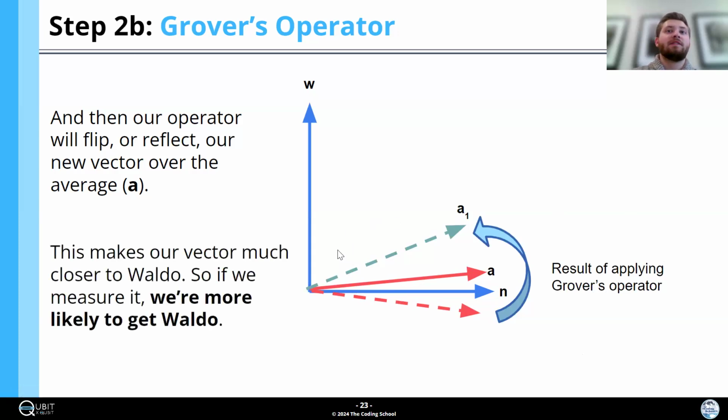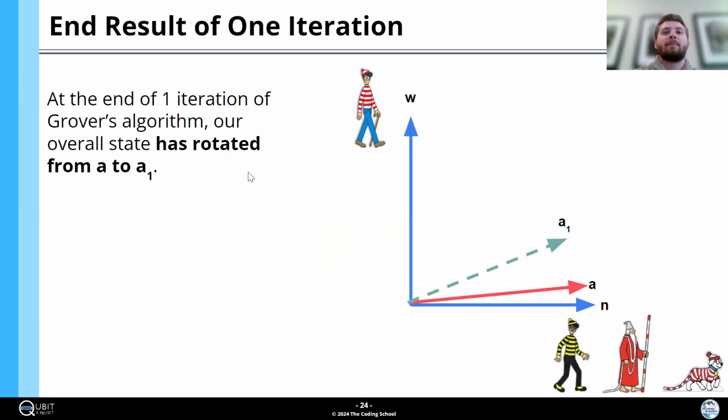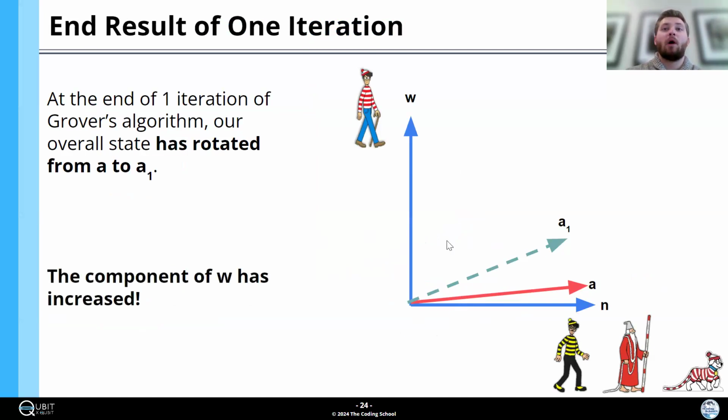As you can see, flipping it first over N and then back over A brings us much closer to Waldo, which means that if you just took a random measurement now, we're much more likely to measure Waldo than we were for our first vector. It still is a little bit closer to N than to W, so we're going to want to repeat this process. But we can see here we're heading in the right direction. So at the end of one iteration of Grover's algorithm, the overall state has rotated from A to A1. The component of W has increased, like I mentioned.